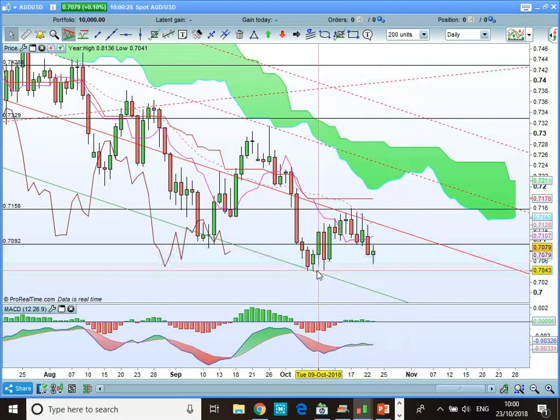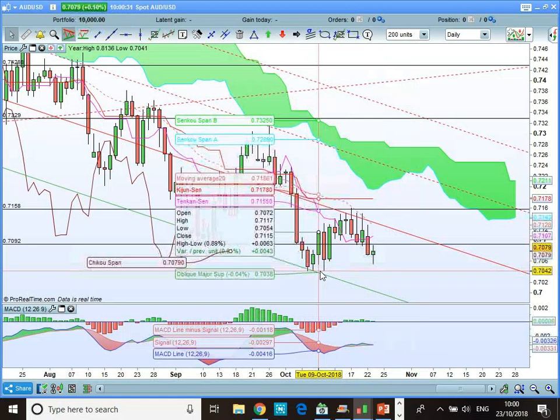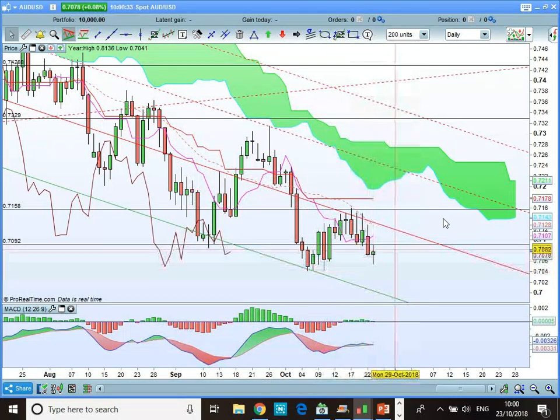Currently, we're still fighting for support here at the 70.43 zone, getting very close to that level. It will be interesting to see if the Australian US dollar will rebound from that level.